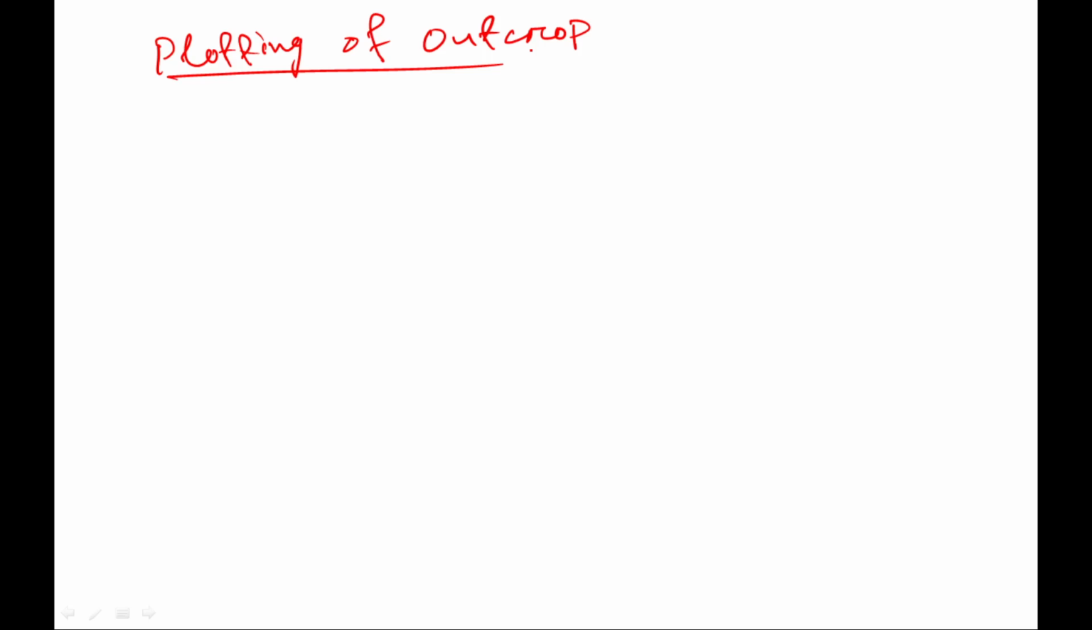Then I will go to the 3-point problem so that it will be easy for you to understand. So what I am going to discuss is plotting of outcrop. If you have any doubt from the previous two slides, you will get it cleared now from this. When I plot this outcrop, you will understand whatever I have told previously.